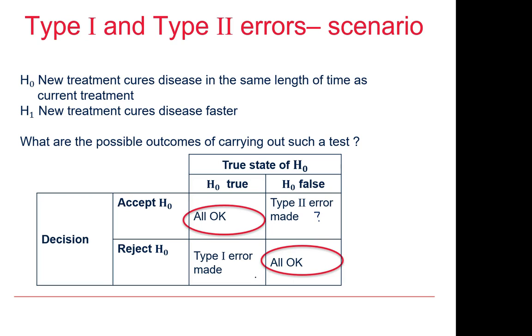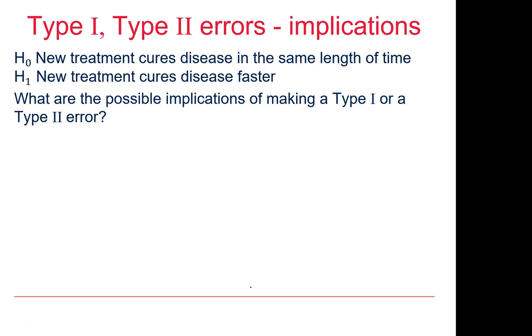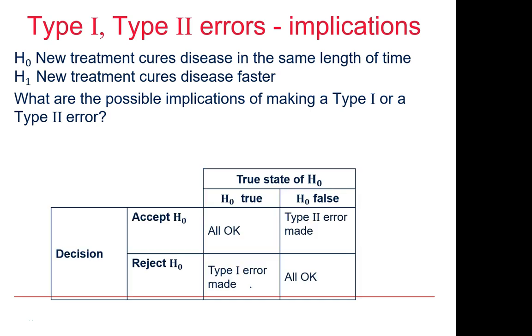But what about these cases here, where for whatever reason the data in the sample we had led us to make the wrong conclusion in terms of the true state of the null hypothesis? Well, what are the implications of that type 1 or type 2 error?